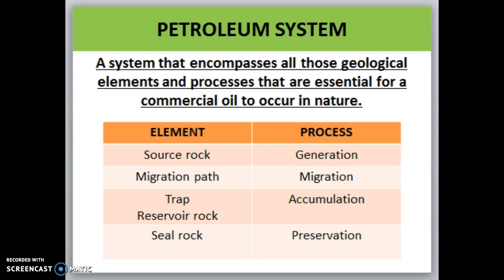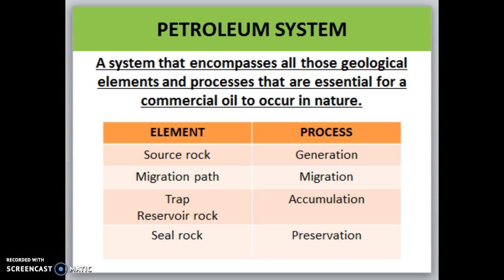Alright, a petroleum system is a system that encompasses all those geological elements and processes that are essential for a commercial petroleum accumulation to occur in nature. I'm really sure that you have learned this when you were in first year, or they always recap it again when you were in third year. So we have in total 5 elements and 4 processes, which are in relation to each other.